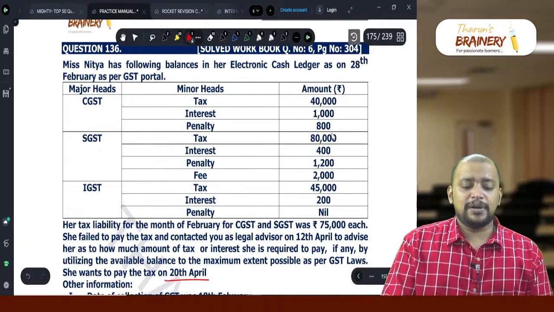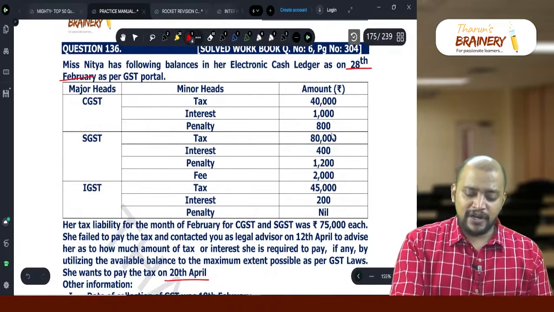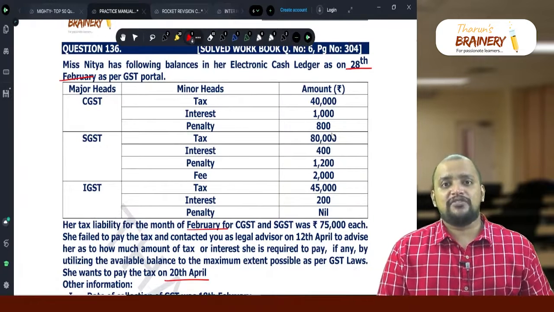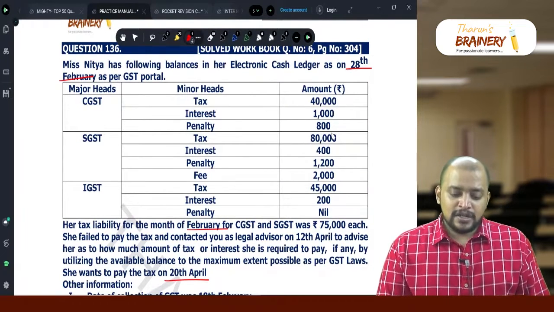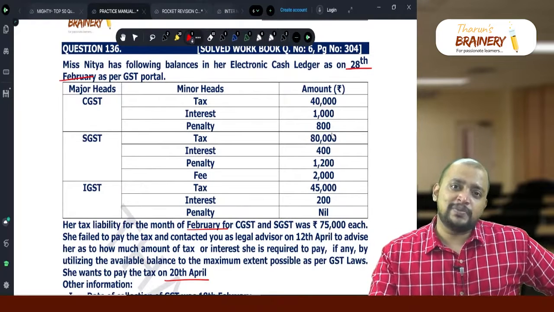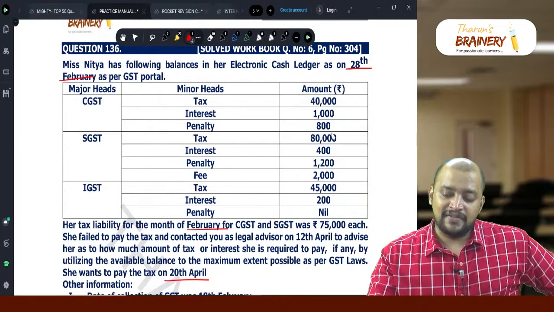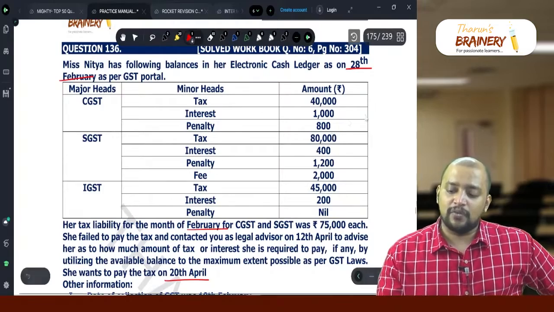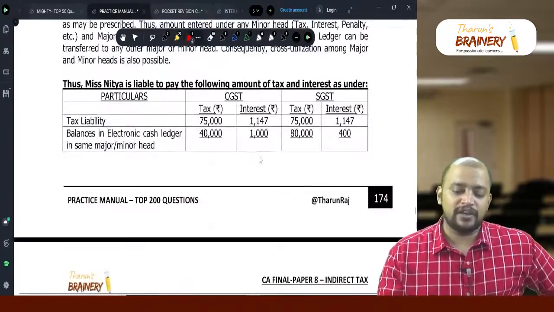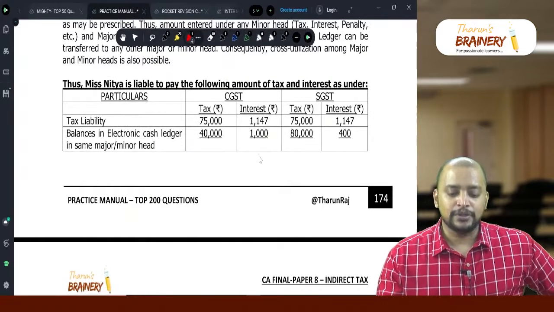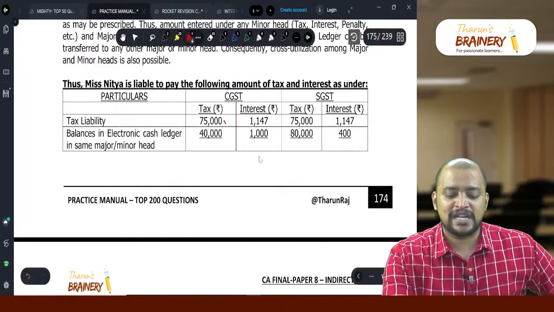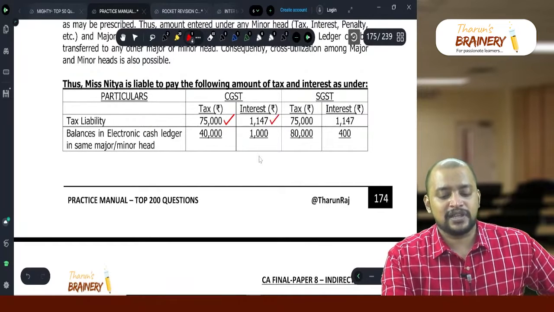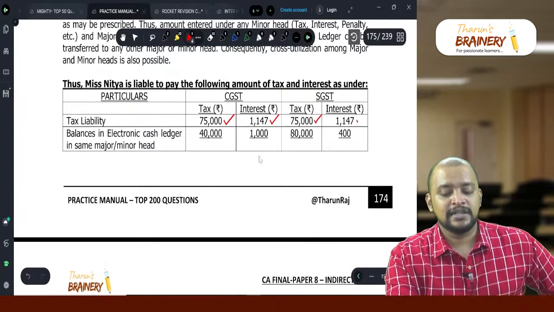Now, this is the liability of which month? February month. February month liability needs to be discharged by 20th of March. So, there is a delay till 20th April. From 20th March, in March you take 11 days and in April 20 days, so 31 days. So, 75,000 into 18% into 31 divided by 365 comes to 1,146.5, so 1,147 is the interest. So, under CGST she needs to pay 75,000 tax and 1,147 interest; SGST 75,000 tax and 1,147 interest.